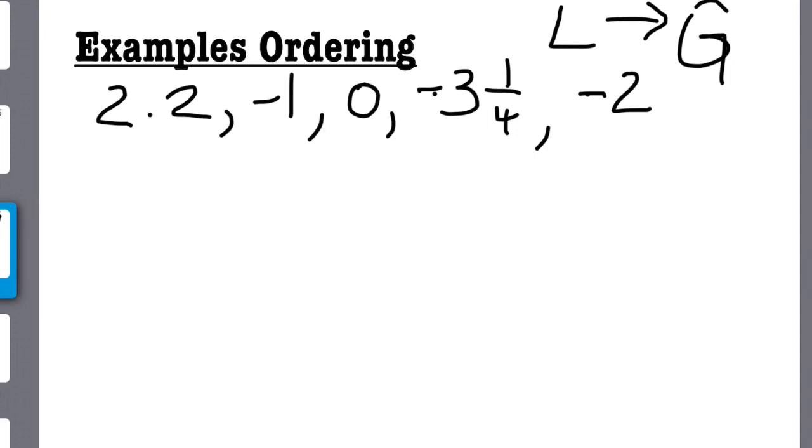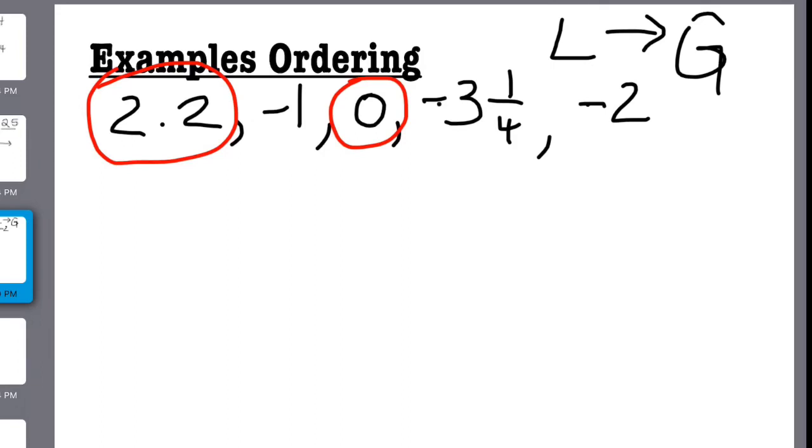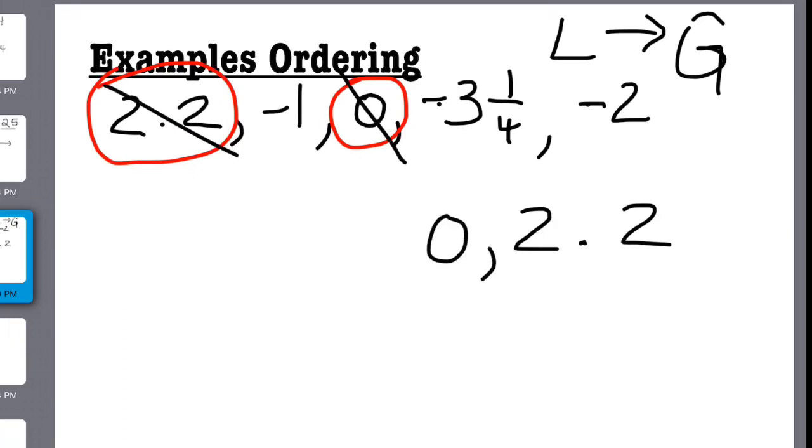So the first thing that I'm going to do is I'm going to circle all of the positive numbers. So we've got 0, which isn't positive or negative, but it helps us divide the positive and negative numbers. And then we have 2 and 2/10, which is positive. So when I'm putting these in order, I know that 2 and 2/10 is the largest, and then 0. And so that eliminates already 2 of the 5 numbers that I'm looking at. Then I have 3 more numbers, and the first thing that I notice is they're all negative.